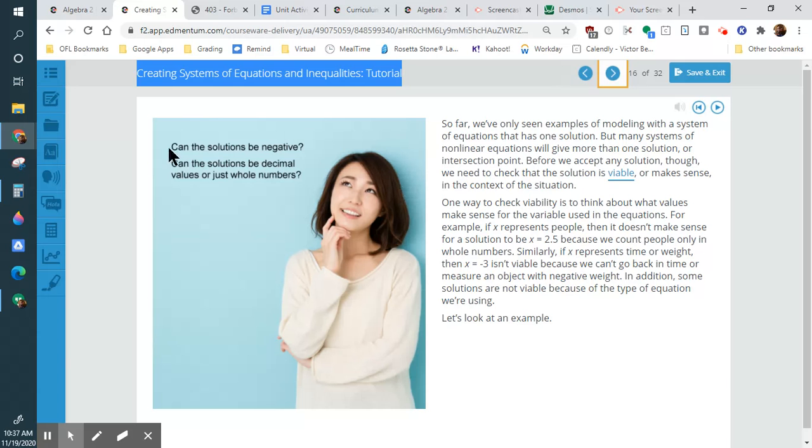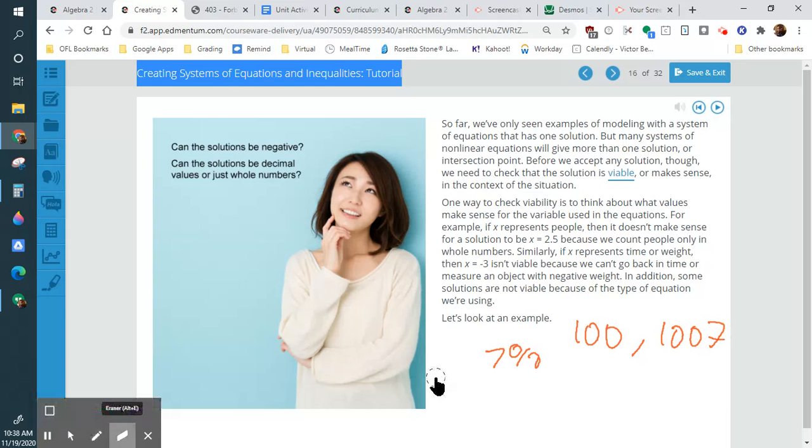So let's think, can solutions be negative? Can the solutions be decimal values? So sometimes you have to do what's known as a viable solution. So let's say, for example, the population is going to increase by 7% every year. Let's say we have 100 people. So after a year, we're going to have 107 people. We're multiplying it by 1.07, 7%.